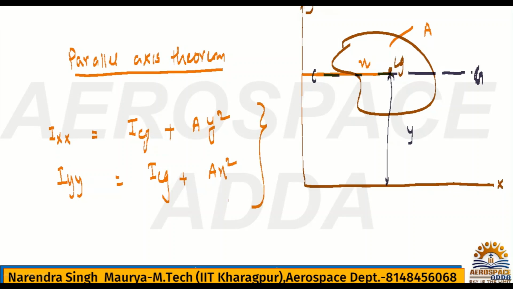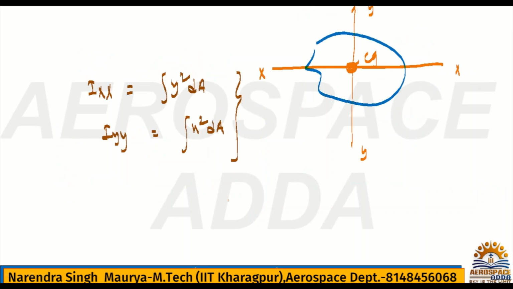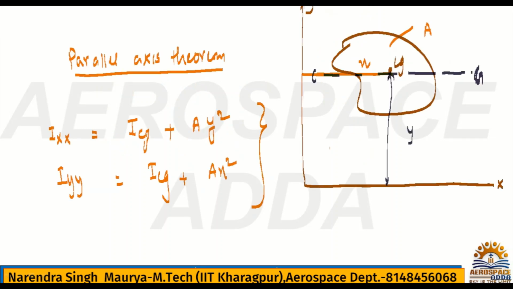So why is the parallel axis theorem required? You need to understand it is required when you are calculating moment of inertia away from the CG. If the axis is passing through the CG, then directly you can write the integral of y square dA for Ixx and x square dA for Iyy. But the parallel axis theorem is required when you are interested in calculating moment of inertia about any axis that is not passing through the CG, like here I am interested in the XX axis, this is the XX axis.